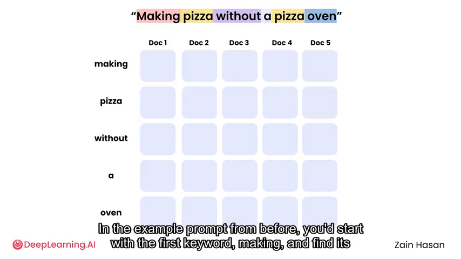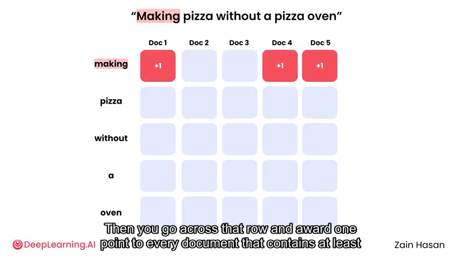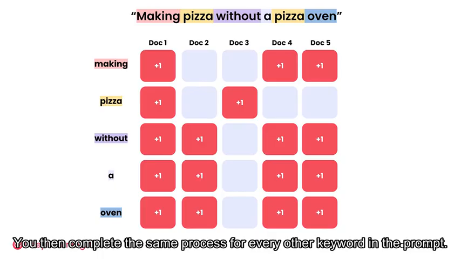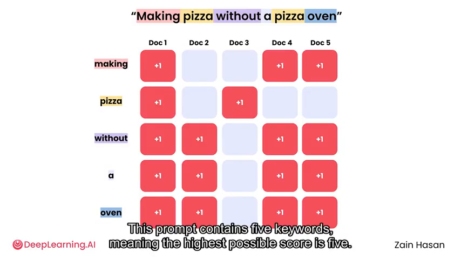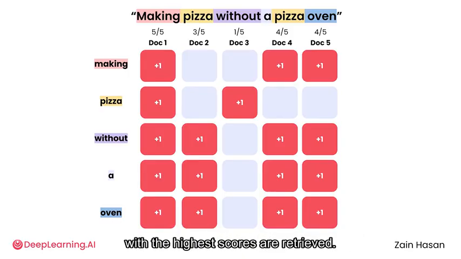In the example prompt from before, you'd start with the first keyword, making, and find its row in the index. Then you go across that row and award 1 point to every document that contains at least one copy of the keyword. You then complete the same process for every other keyword in the prompt. If a document contains the keyword, it scores a point. This prompt contains 5 keywords, meaning the highest possible score is 5. Once you're done, the total scores can be used to rank documents, and the documents with the highest scores are retrieved.